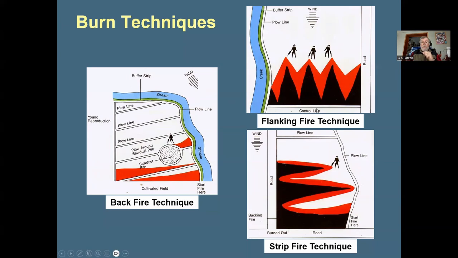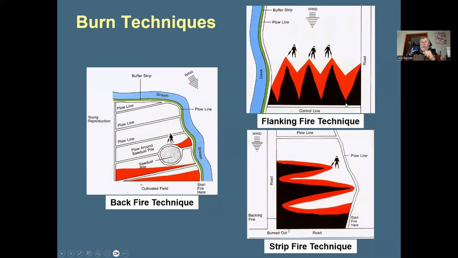Another technique is using flanking fires, and sometimes these are called chevrons because of this characteristic stripe caricature of the fire, but this is a flanking fire technique. And basically, if this is your downwind line, the wind's coming from the north or the top of the picture, so you start your fire down here.